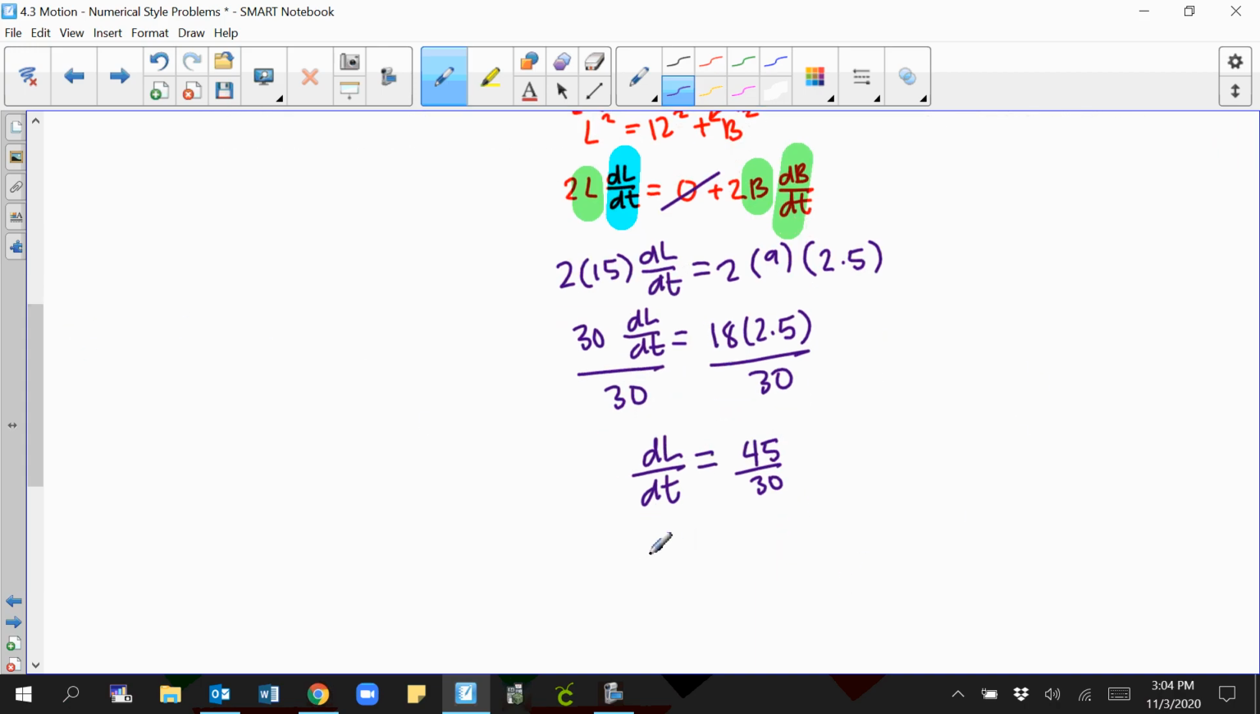And I can simplify that to dL/dt is equal to, well, I can divide both of those by 15, so I have 3 over 2. And I need to make sure that I have my units. So this is going to be meters per second because it's the rate of change of the distance between Ben and the light. So dL/dt is that 3/2 meters per second.